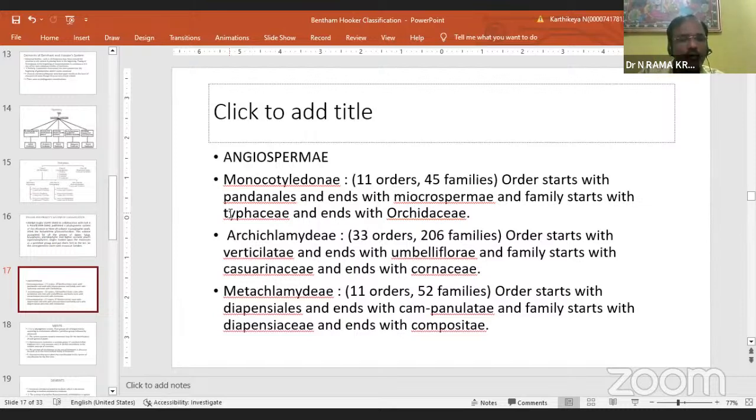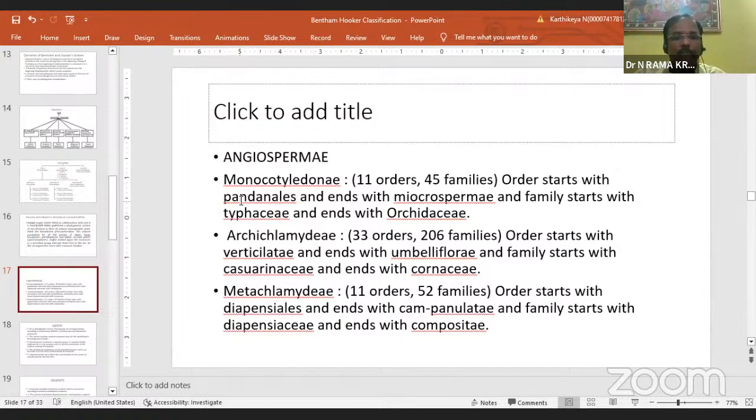So already you know very well. The first one is Gymnosperms, the second one is Angiosperms. Again, these angiosperms are divided into two. Number one is monocotyledons, the second one is dicotyledons. So already you know very well what dicots and monocots are.